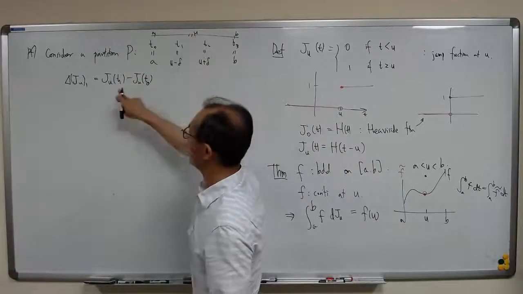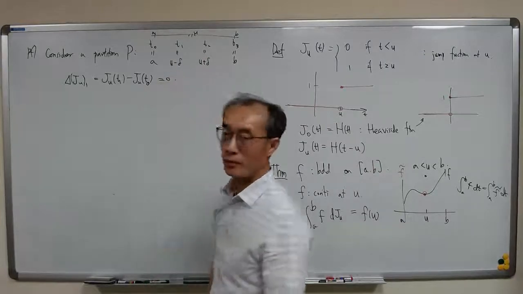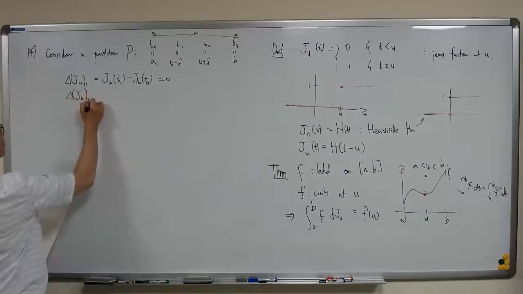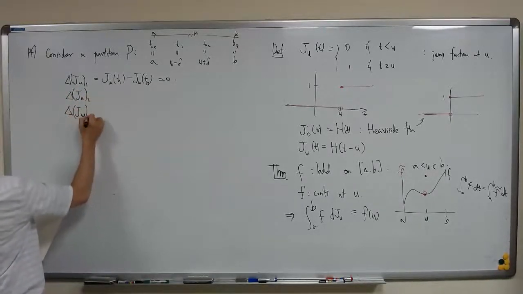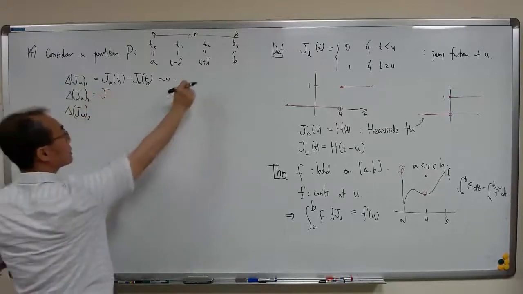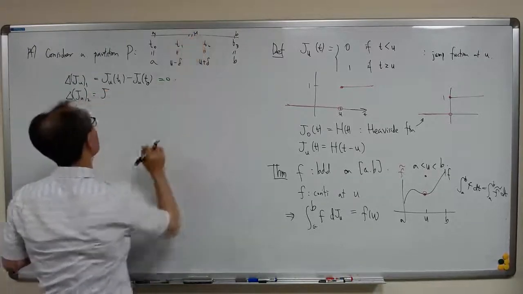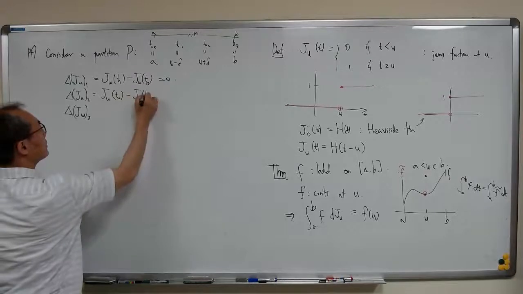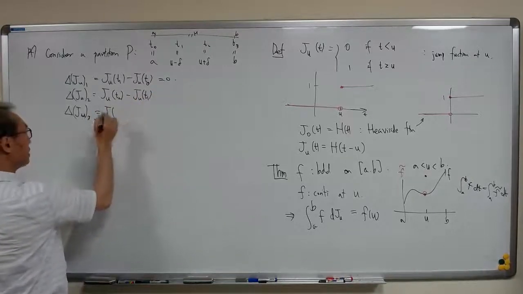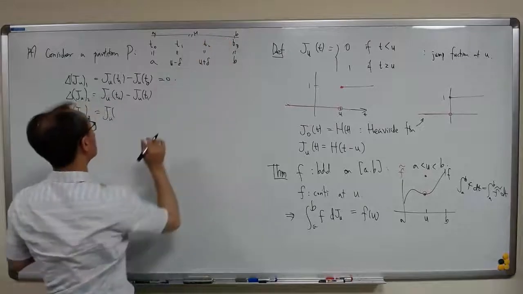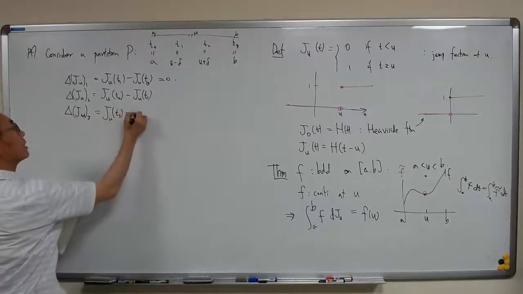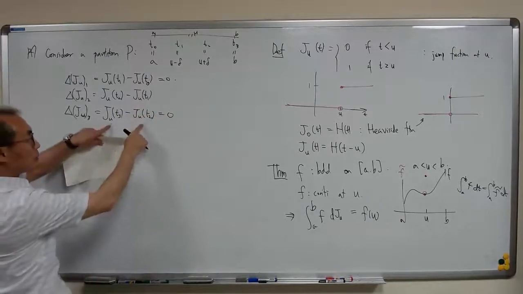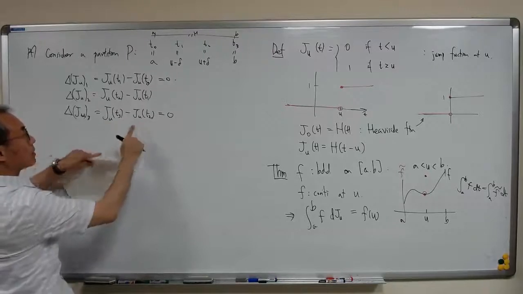This jump function has value 0 before the jump, so those two values are 0. So there's no increment. Then the increments of this jump function are 2 and 3, which means the increments of the jump function on the second subinterval is J(T2) minus J(T1). And this one is the increment of the jump function for the last subinterval, T3 minus J(T2). Again, this term is 0 because both of them are number 1.